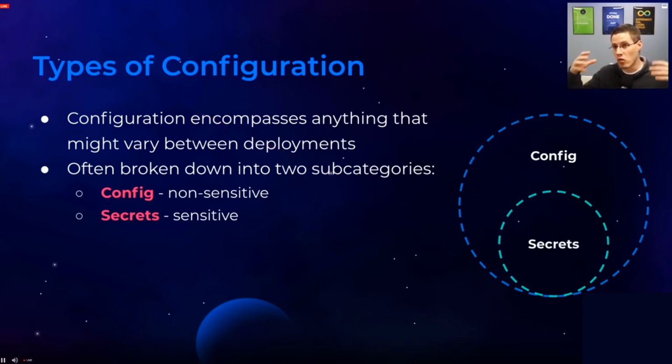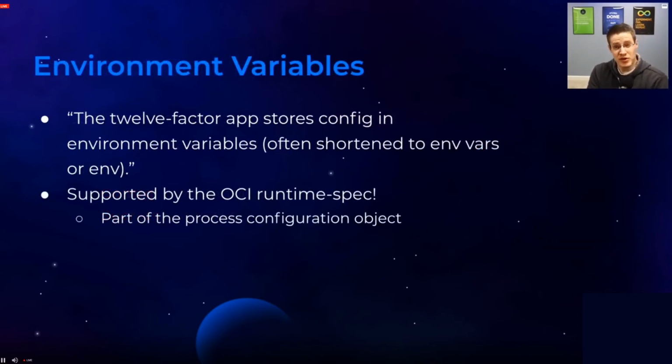And a lot of times people are like, what's the difference? Think of secrets as anything that's sensitive. So database credentials, API keys, etc. While config is, again, everything that will vary. Yes, your API keys and your database credentials may certainly rotate, but they're a little more sensitive, and so they need to be handled maybe with a little bit more care. So one of the things that the 12-factor app talks about is environment variables. It says the 12-factor app stores config in environment variables, often shortened to env vars or just env.